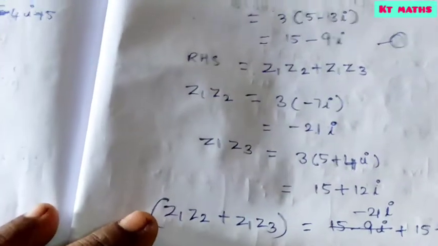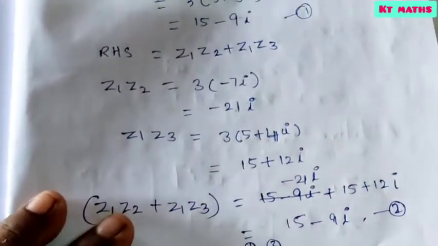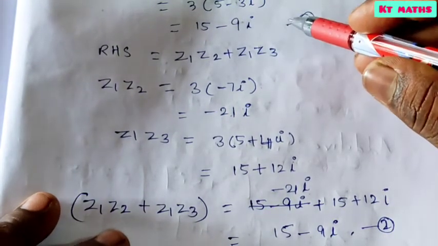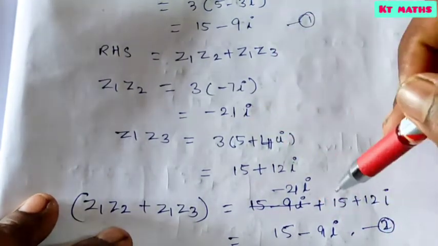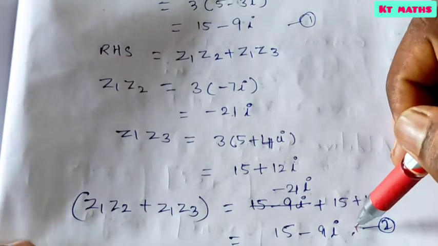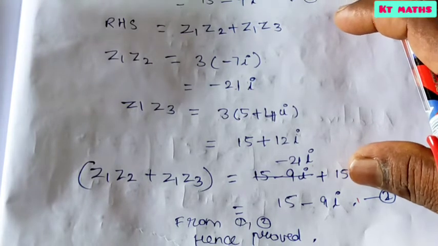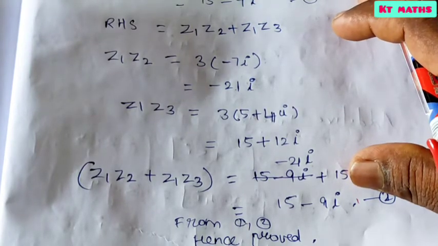So the answer is 15 minus 9i. In equation 1 we get the answer 15 minus 9i. In equation 2 also we get 15 minus 9i. So both left hand side and right hand side are equal. From 1 and 2, LHS equal to RHS.